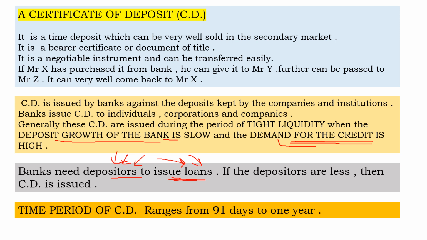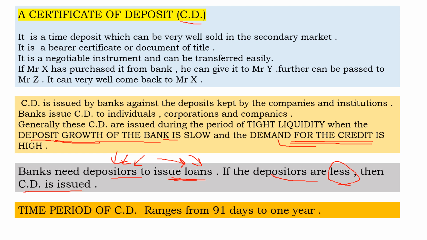So this is how, by issuing the certificate of deposit, it is inviting depositors to come and deposit money so that it is easy for the banks to issue loans. If the depositors are less, as I said, the deposit growth rate of the bank is slow, and not many people are coming to the bank to deposit money, then what does the bank do? The bank issues CDs. Clear?